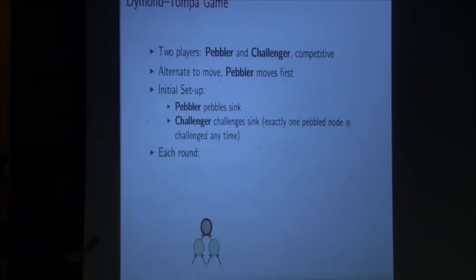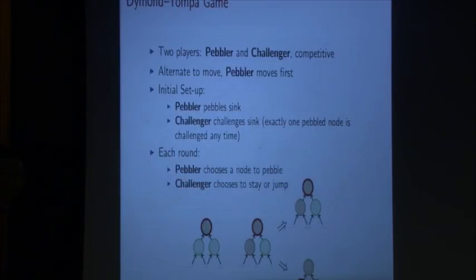Then in each subsequent round of the game, Pebbler would choose some node to pebble. Let's say I pebble this node. Then the Challenger can choose to stay or to jump. If the Challenger chooses to stay, the Challenger keeps challenging the node that he was challenging. If he chooses to jump, then the Challenger jumps to the new node that is pebbled by Pebbler. So the Challenger only has two choices. You don't have to remember the rules of the game. I will remind you of the rules when they are needed. I just want to give you a flavor of the Pebble games.